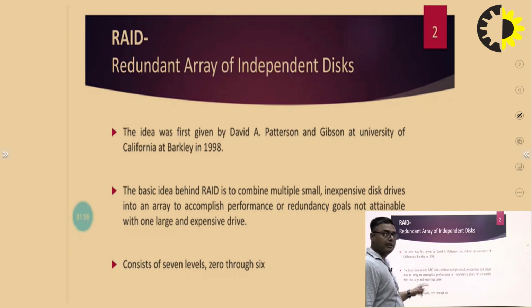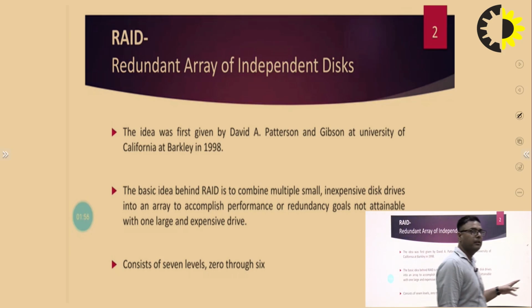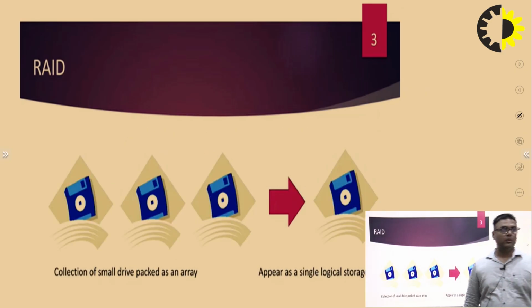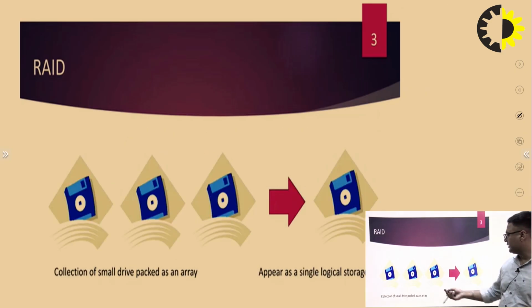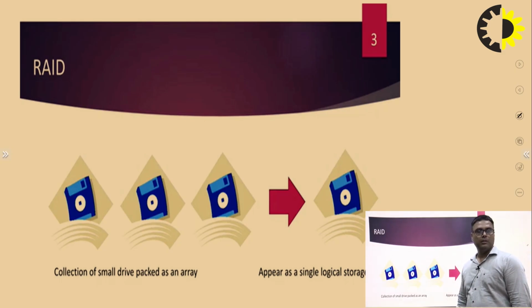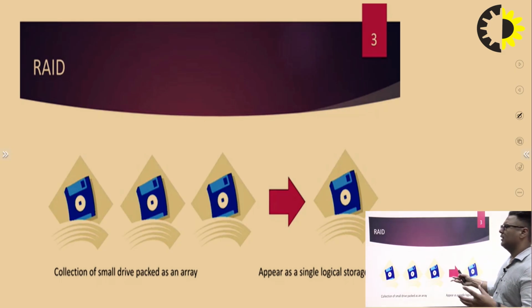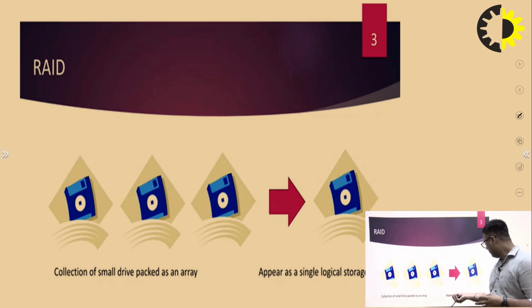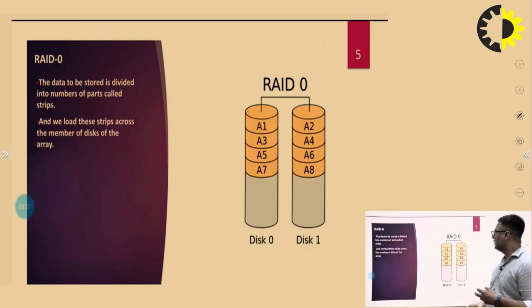It consists of 7 levels, 0 through 6, of RAID. Basically it is a collection of small drives, a packet of RAID, and appears as a single logical storage unit. That means different disks are combined, in the form of a single logical unit.